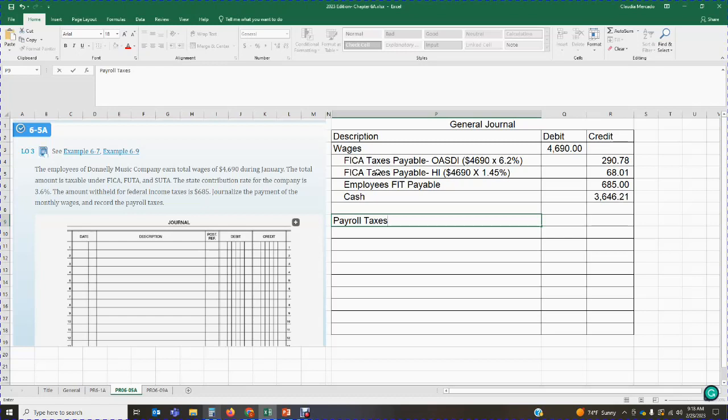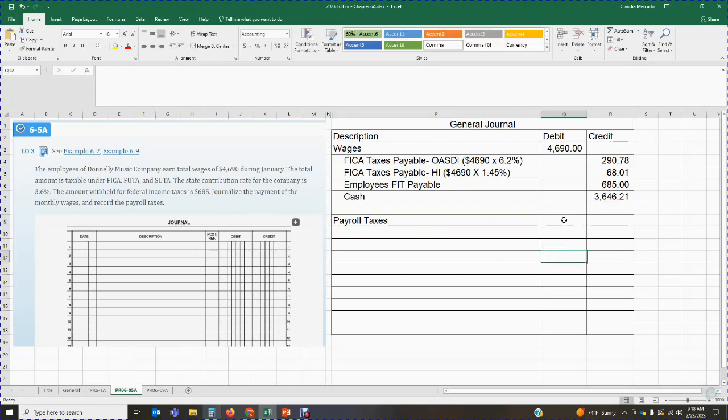So we have payroll taxes, okay? Now, I do not know how much my payroll taxes are going to be, but I know that my payroll taxes have a debit balance. So I'm going to go ahead and put my account there, and I'm going to leave it blank, okay? And then I'm going to start putting in my credits, okay?